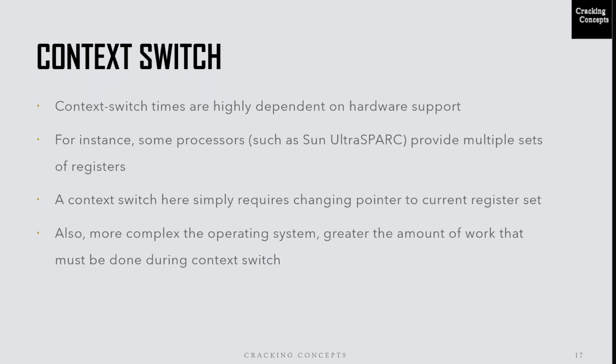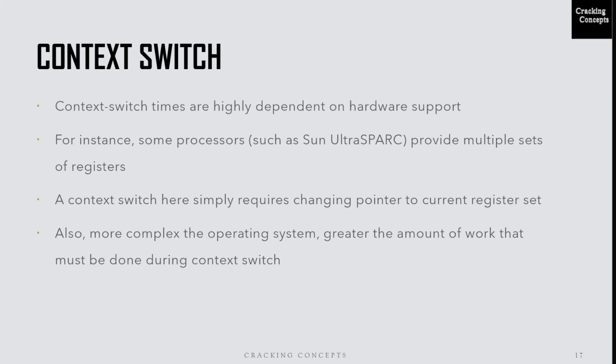Context switch times are highly dependent on hardware support. For instance, some processors such as the Sun UltraSPARC provide multiple sets of registers. A context switch here simply requires changing the pointer to the current register set. Of course, if there are more active processes than there are register sets, the system resorts to copying register data to and from memory as before.